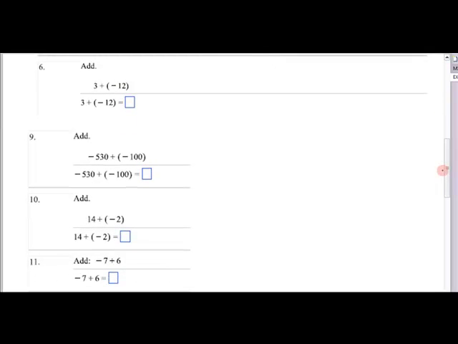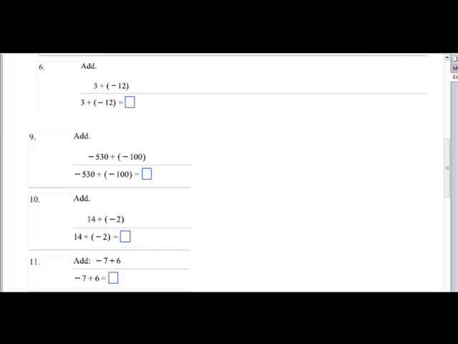Let's look at 6. +3 and a -12. They have different signs. On a number line, that would mean that you'd go right 3, and you would turn around and go left 12. Because you're going in opposite directions, you'll end up doing some subtraction. So here's what I suggest you think about. Take 3 from 12, that gives you 9. The dominant number was the negative, so it is -9.